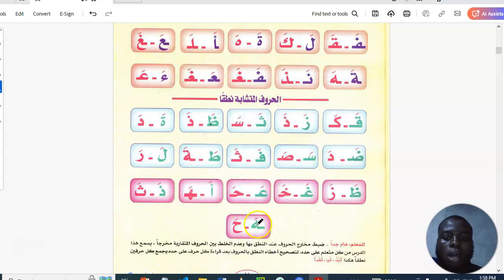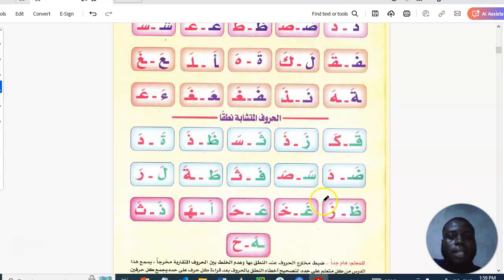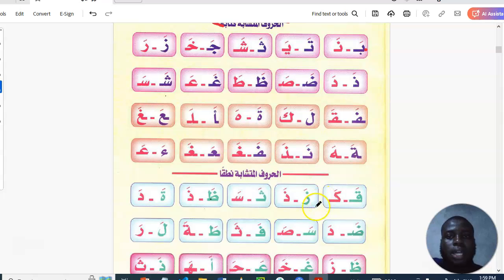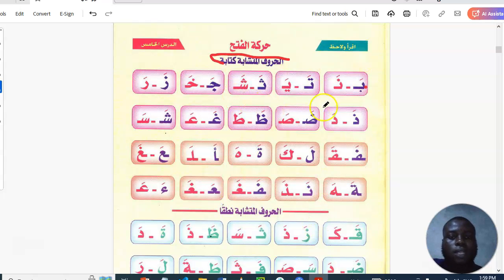So like that. Let's try as much as possible to practice it this way by reading them together.